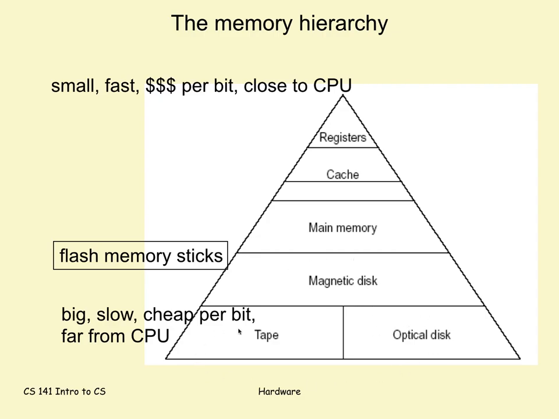And then finally, the slowest ones, big, slow, but very, very cheap, is magnetic tape, which hardly anybody sees these days because they really only use it for backup. And then different kinds of optical discs, CDs, DVDs, Blu-ray. And these are yet another order of magnitude slower than even the magnetic discs. But they're cheap because they're plastic, and they can hold a lot of data. And so that's the hierarchy.